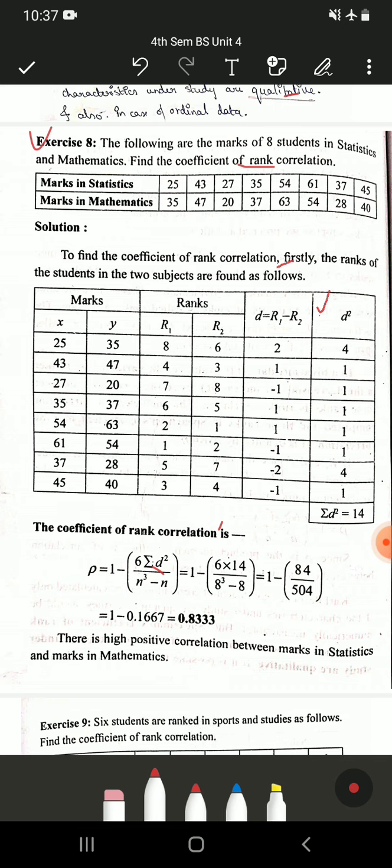So once you get all the values of D square, take the summation, that is total of this. You will get it as 14 in this case. Hence we have got all the terms required. We can calculate Spearman's rank, coefficient of rank correlation.